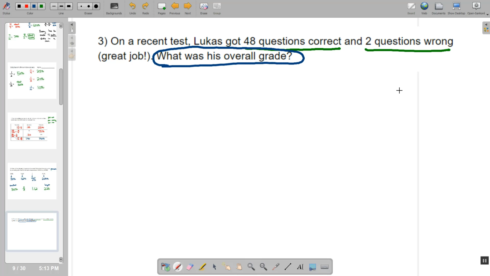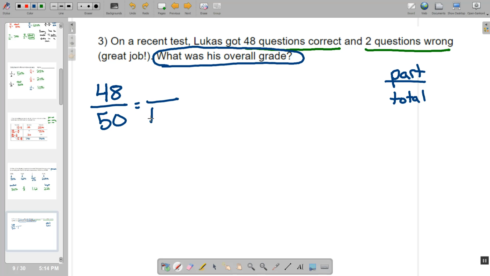So we know that a percent is asking for part out of total. And if he got 48 questions correct, that's 48 out of 50 total, not 48 out of 2. And that would be the same as if I multiplied both of these numbers by 2. That would give me 96 out of 100. And percent means per 100, meaning that Lucas got a 96%.